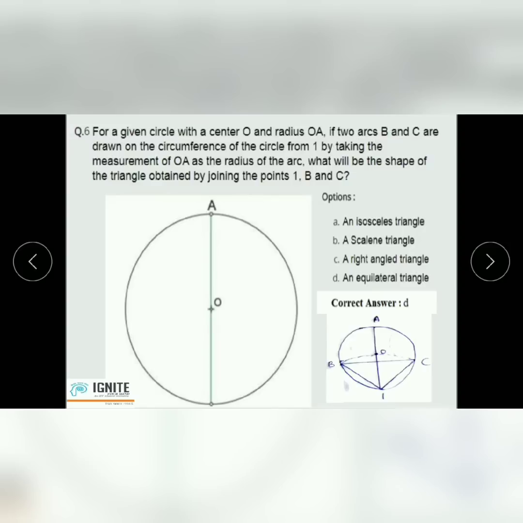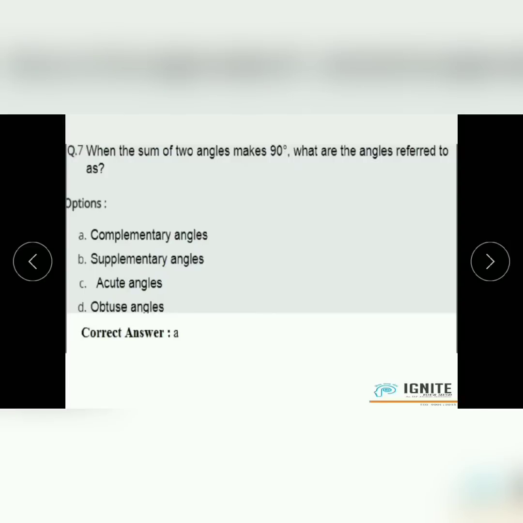Here it is given that two arcs B and C are drawn on the circumference of the circle from A by taking the measurement of OA as the radius of the arc. A figure is shown here. Here the points are marked as A, B and C. By joining these 3 points A, B and C, we will get an equilateral triangle, because the sides of the triangle are equal. Therefore, the triangle obtained by joining the points A, B and C will be an equilateral triangle as shown in the figure.